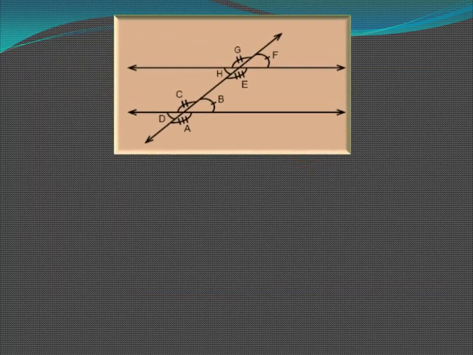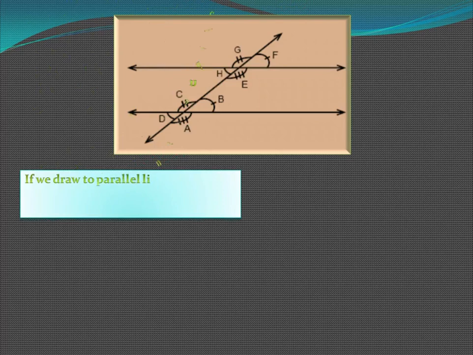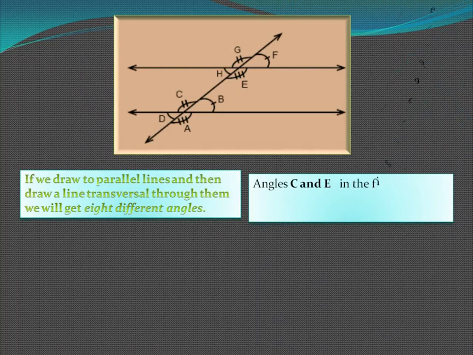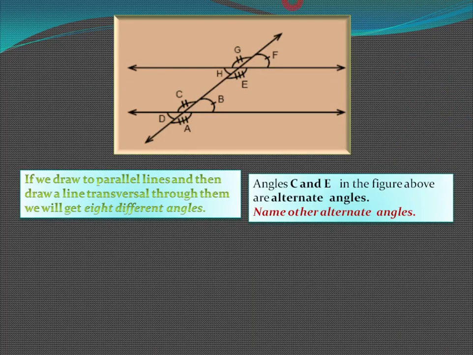So now I will tell you about the angles formed by a transversal and parallel lines. Here you can see the diagram with two parallel lines and a transversal. When a transversal crosses two parallel lines, 8 angles are formed. There are three main types of angles. The first type is alternate angles. You can see here angle C and angle E are alternate angles, and you have to find the other alternate angles in the diagram.